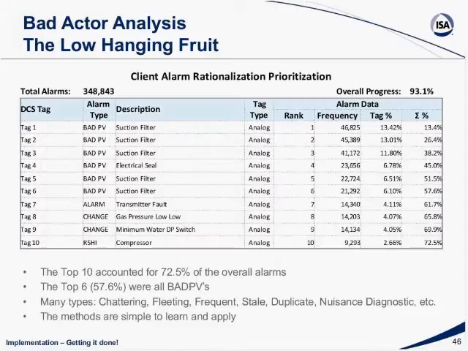But before you get into the rationalization, what you really want to take a look at are your bad actors. This is actual data from a client. There's nothing in here that indicates who the client was, but this is 5 days' worth of data. They had almost 350,000 alarms in those 5 days. I've listed the top 10 bad actors, and those top 10 accounted for 72.5% of the alarms. The top 6, almost 58%, were all bad PVs.